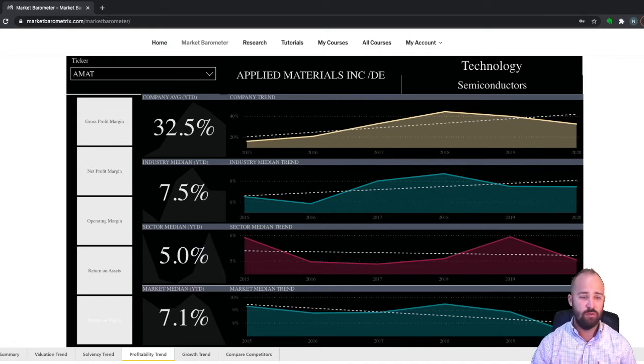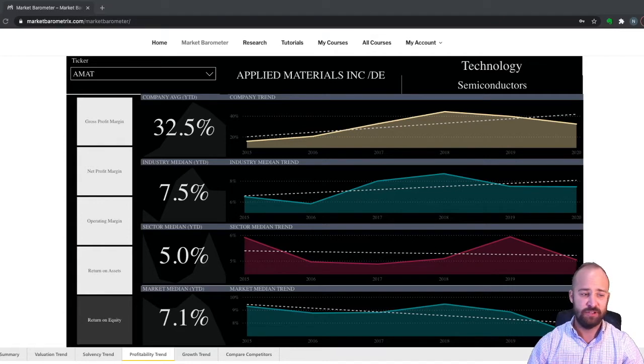So based on what we saw in the Solvency Trend tab, this is exactly what we would want to see here in the Profitability Trend tab. So Applied Materials, much more leveraged, employing a higher proportion of debt relative to its equity and its assets, but also much more profitable and generating a greater return on its assets and its equity.